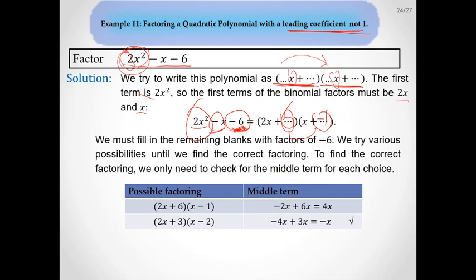Let's see another choice. 2x, x, plus 3, -2, yes, they make -6. Now let's check the middle term. You can do the full multiplication, but we generally do it this way. We do these two: minus 4x and plus 3x, so it gives you -x. So is -x the middle term here? Yes. So then we say this is the factoring of the polynomial.